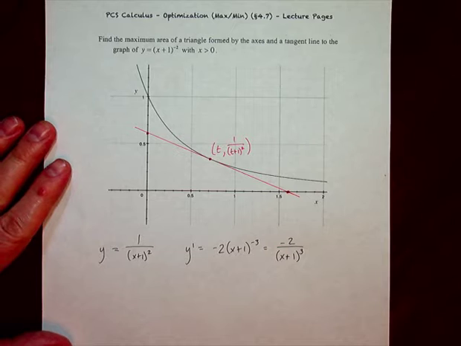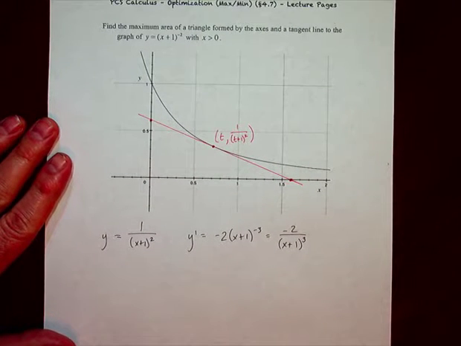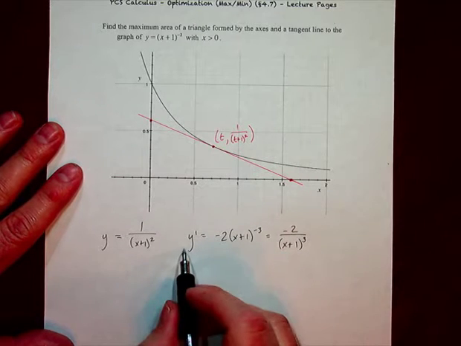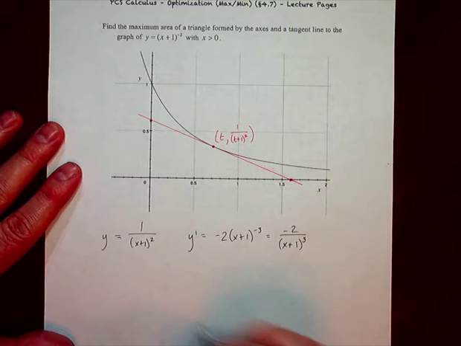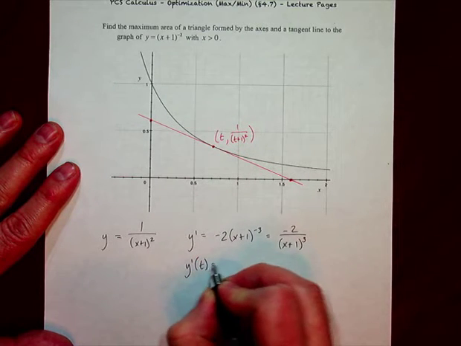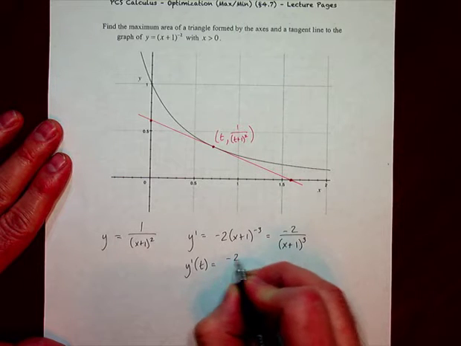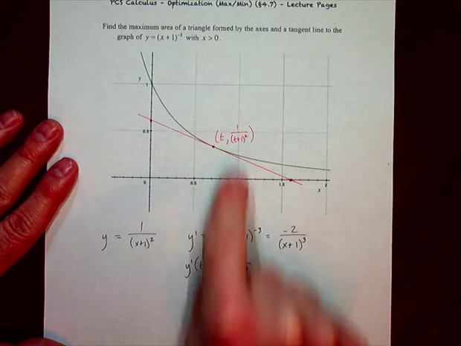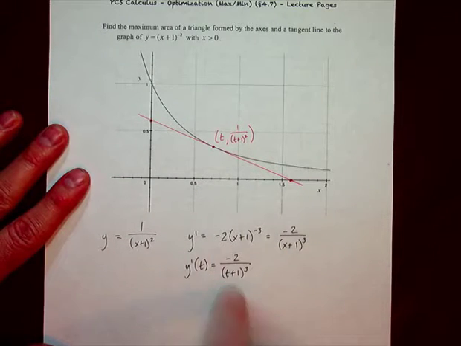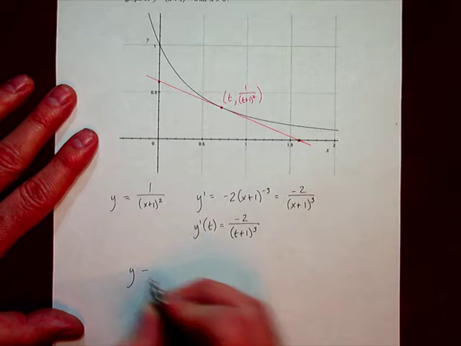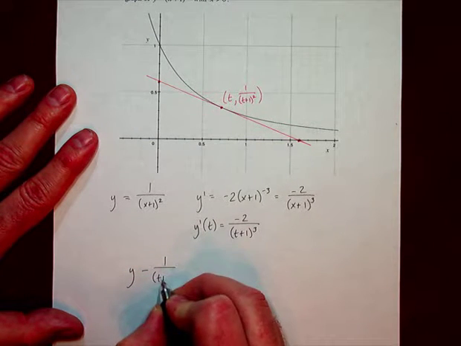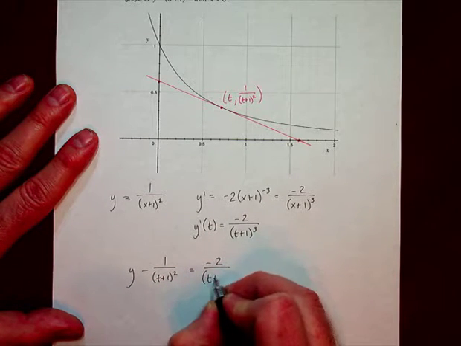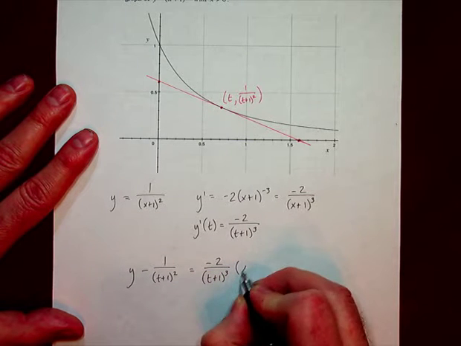Okay, well, if I wanted to evaluate the slope of this function at that point, then y prime at the value t is going to be negative 2 over t plus 1 cubed. So now I have point and slope, which means I can use point-slope. So y minus 1 over t plus 1 squared is equal to negative 2 over t plus 1 cubed, times x minus t.